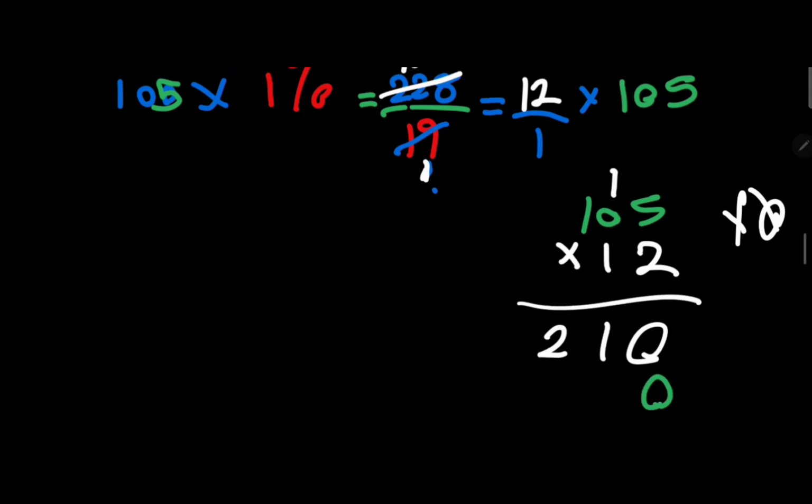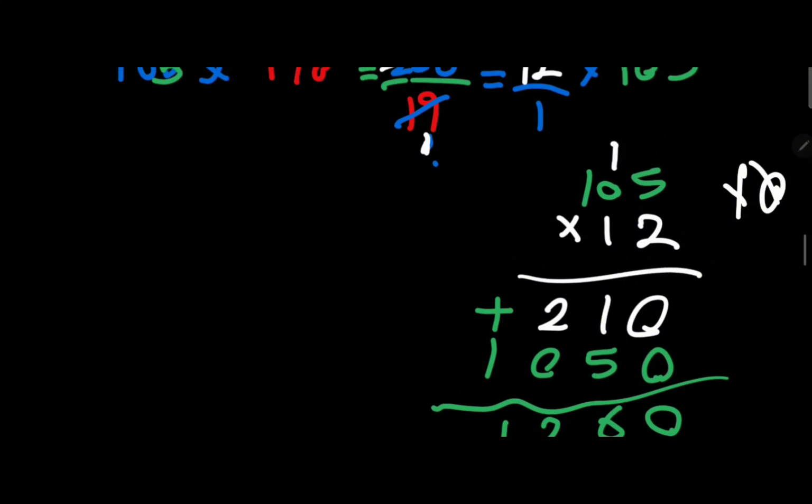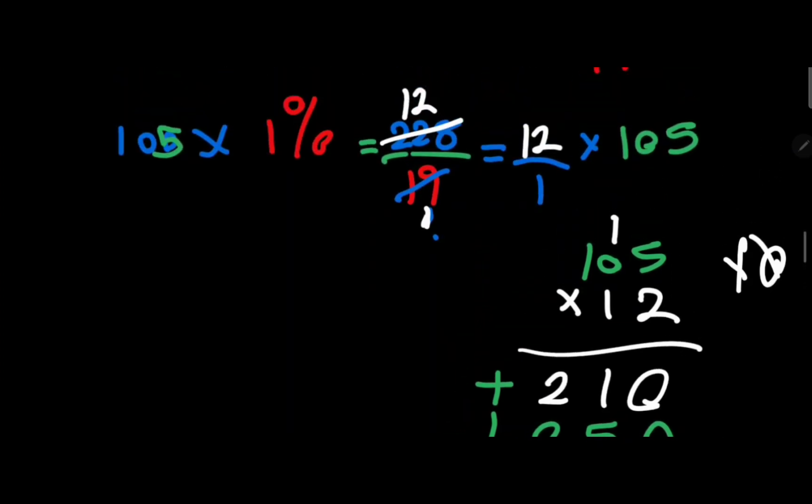So now we say 1 multiplied by 5 is 5, 1 multiplied by 0 is 0, 1 multiplied by 1 is 1, and then we add. Now we have 0 plus 1 plus 5 is 6, and 2 plus 0 is 2 plus 1. So 105% would be $1,260, and that would be your answer.